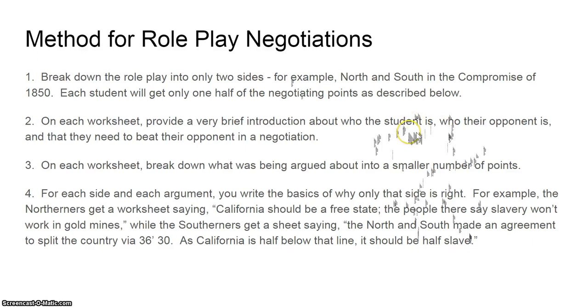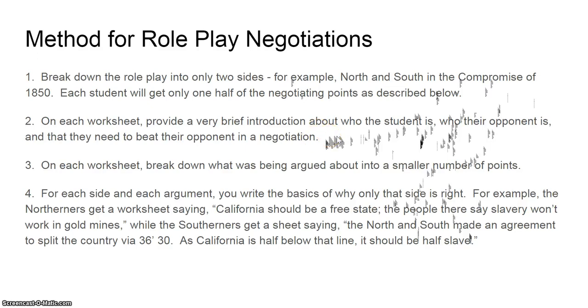On each worksheet, provide a very brief introduction about who the student is. For example, in the Compromise of 1850, I literally say, you are a Northerner and you hate slavery. Or I say, you are a Southerner and you like slavery. And who their opponent is, just the opposite, what you put on the other person's sheet, and what they need to beat their opponent in a negotiation. Just that, you are here to come up with a negotiation or a compromise. The other side wants the opposite of what you want. You need to win. That's the only thing you need to put in that introduction.